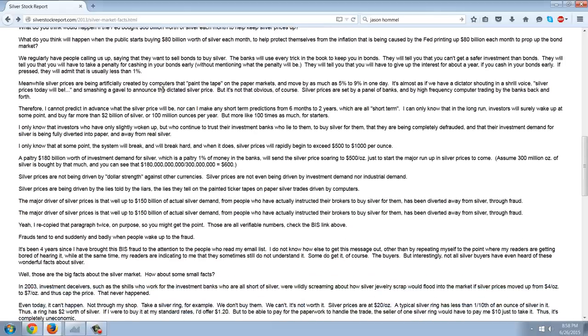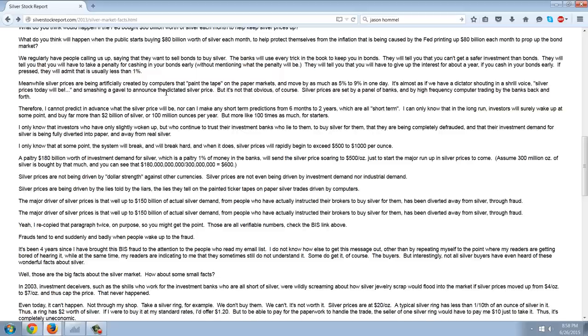We regularly have people calling us up saying they want to sell bonds to buy silver. The banks will use every trick in the book to keep you in bonds. They will tell you that you can't get a safer investment than bonds. They will tell you that you have to take a penalty for cashing in your bonds early, without mentioning what that penalty will be. They will tell you that you have to give up interest for about a year if you cash in your bonds early.